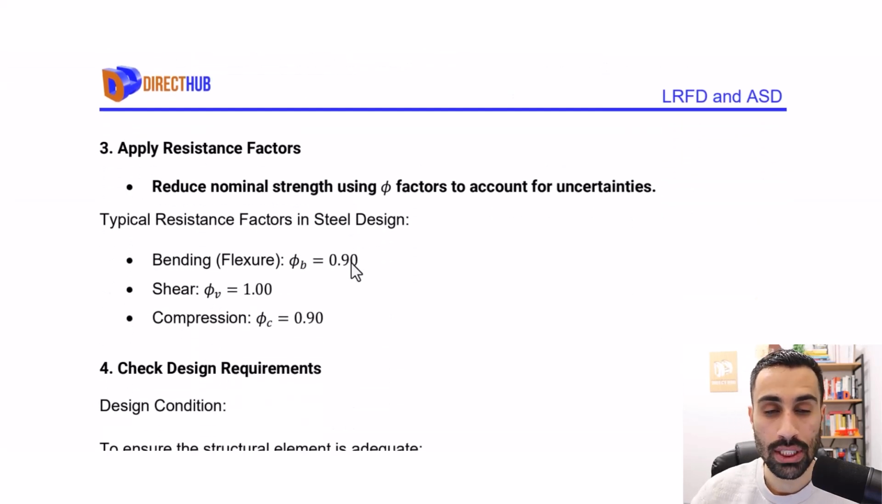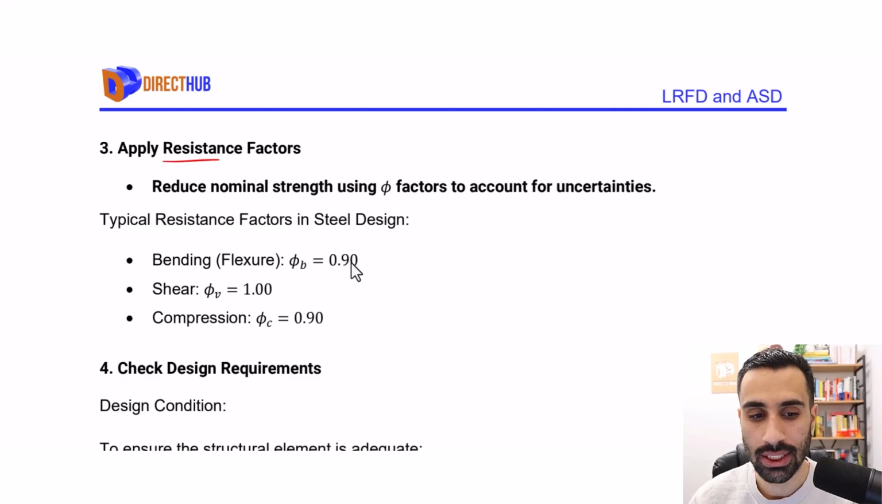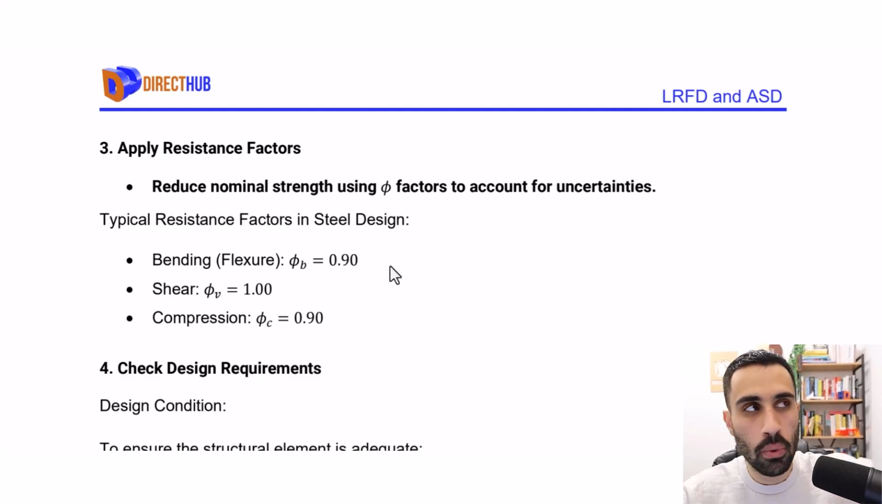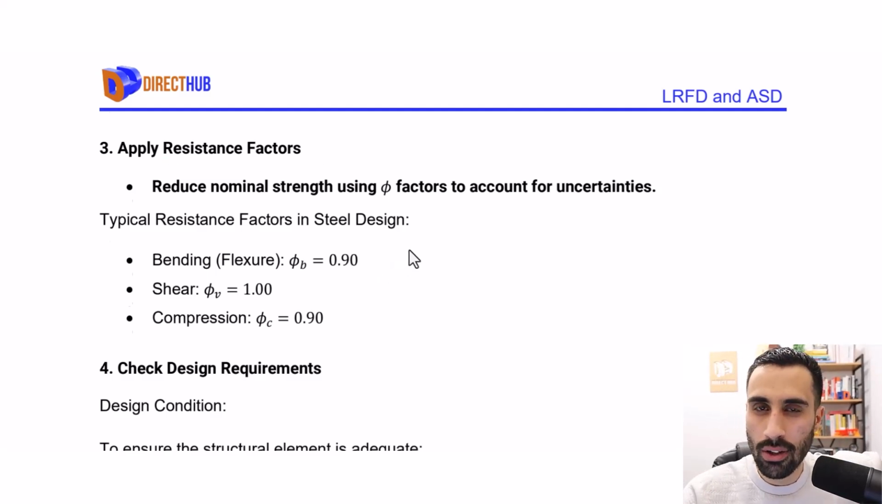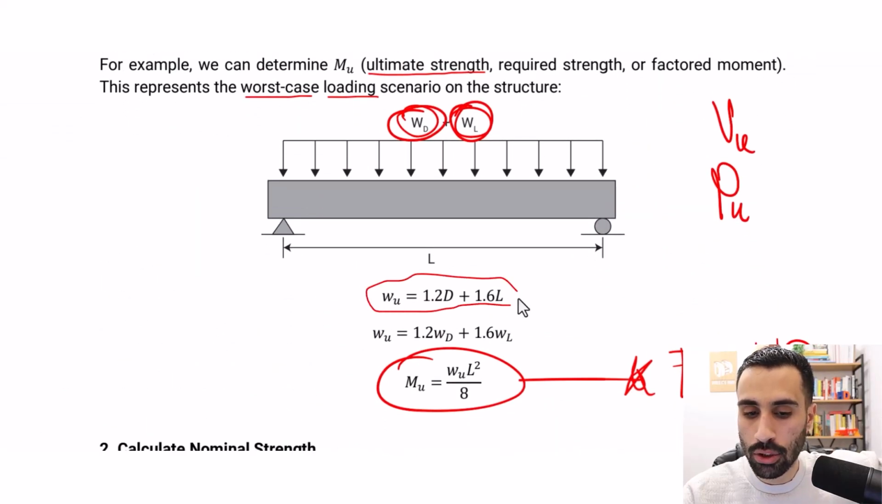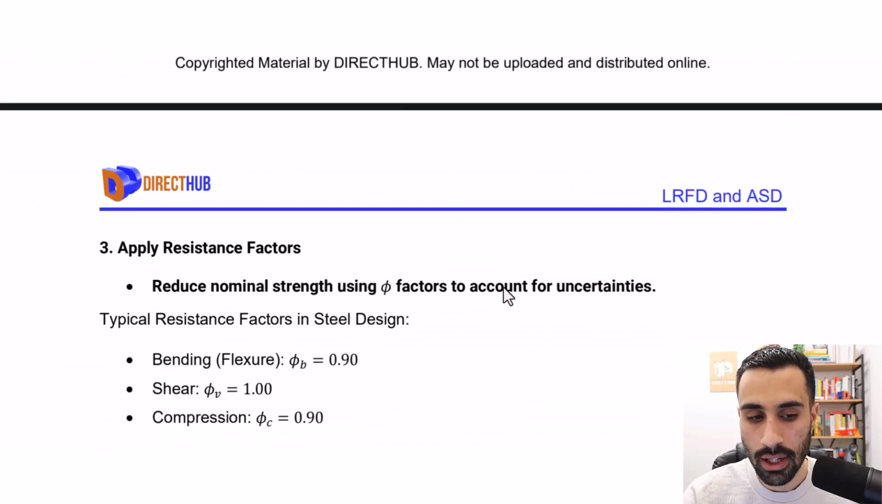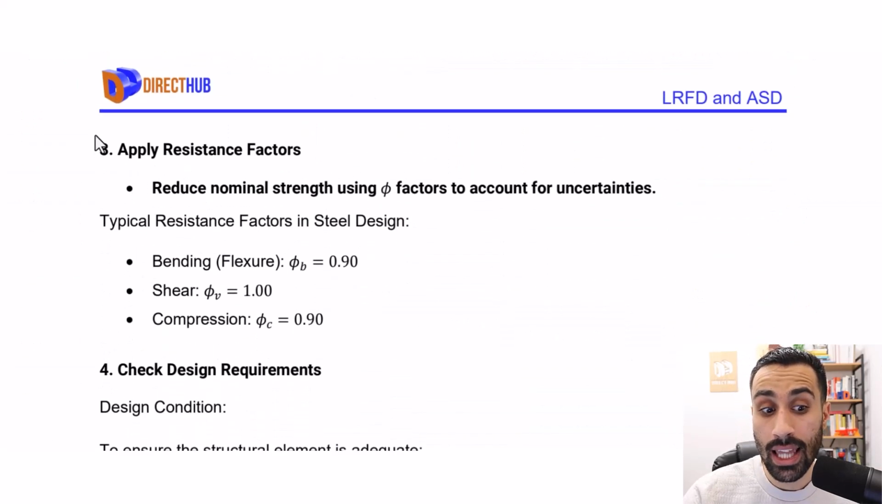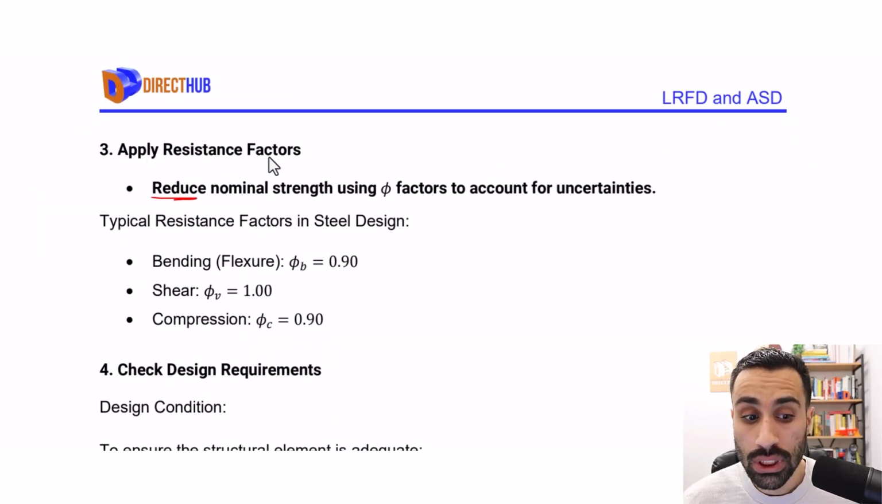Then we go to step 3. Apply the resistance factors. So LRFD, did we already consider the load part of LRFD? We did, right? In this, load combinations. So we considered we overestimated that distributed load. Good. So we're being on the safe side there. So now we apply again another resistance factor. So resistance factor, reduce, always, keyword, reduce the nominal strength using phi. The phi is always a resistance factor to account for uncertainties.